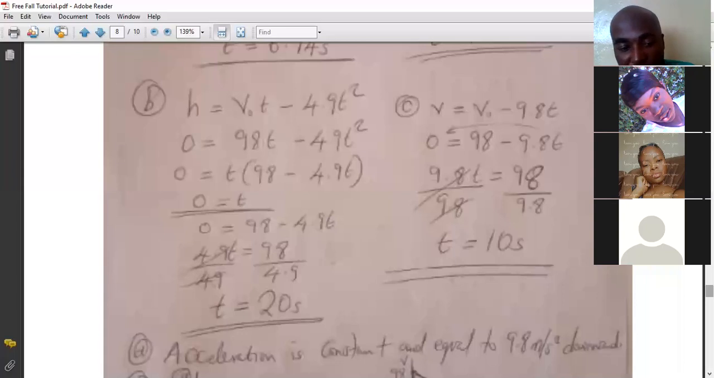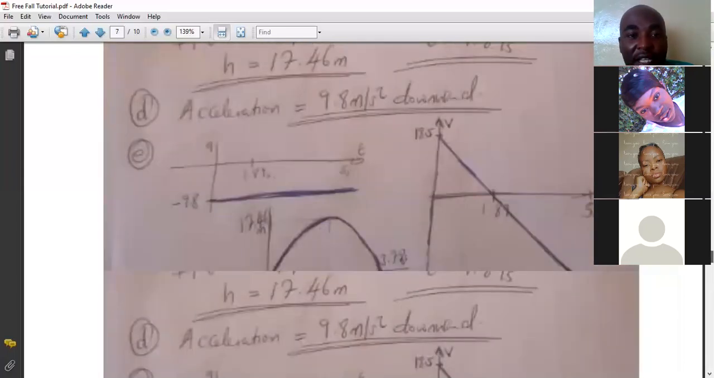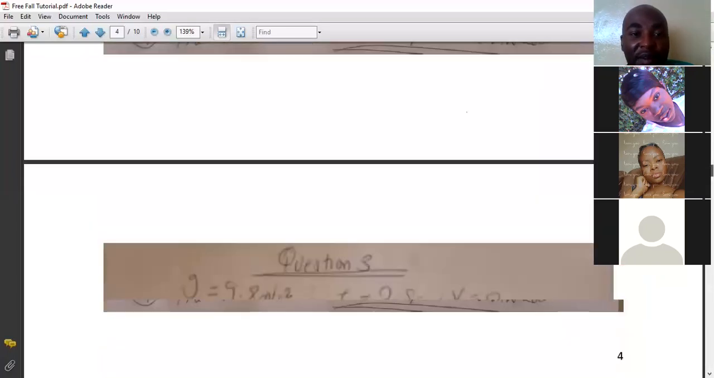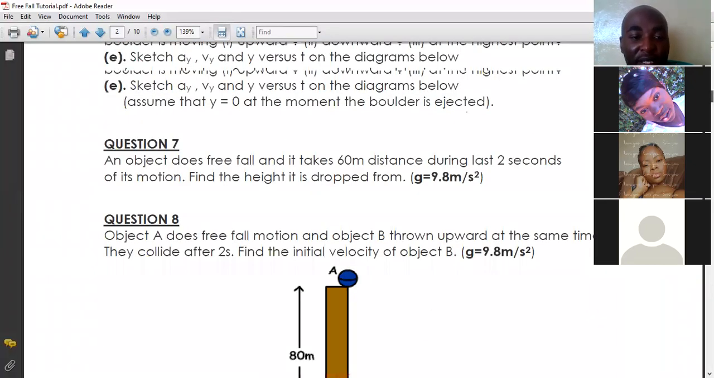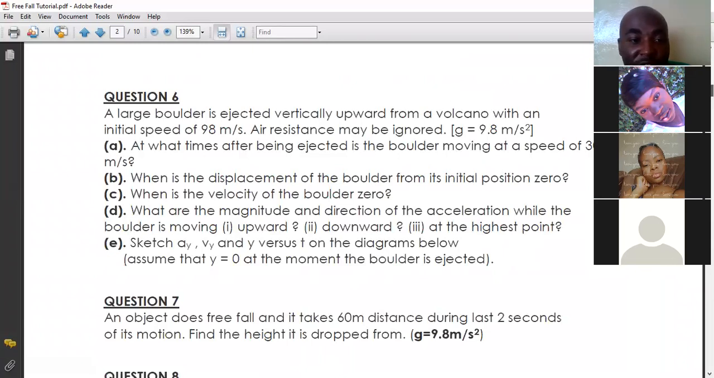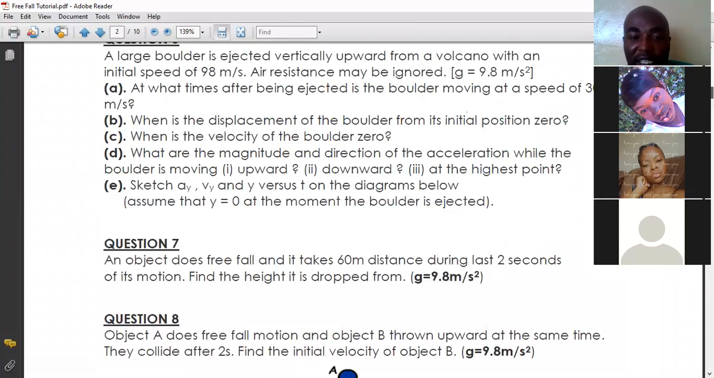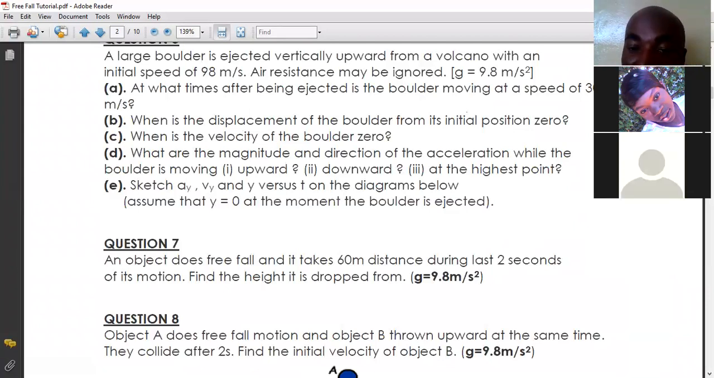So that's the scenario. Then find the acceleration when it's moving upward, downward, and at the highest point. Doesn't matter, guys. Acceleration is always constant. It's 9.8 meters per second squared.